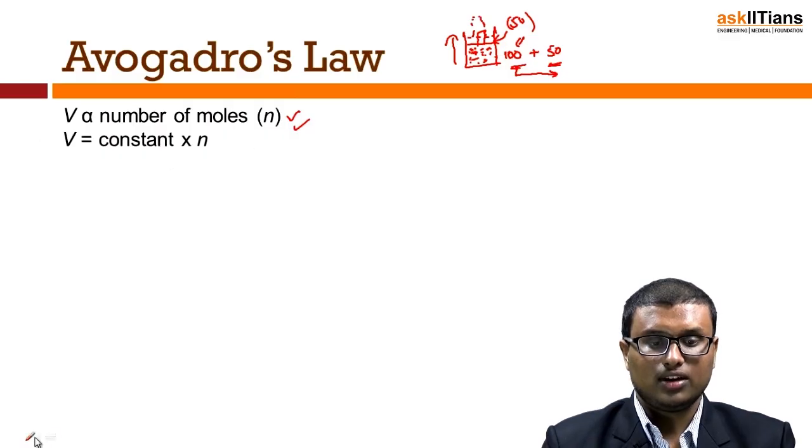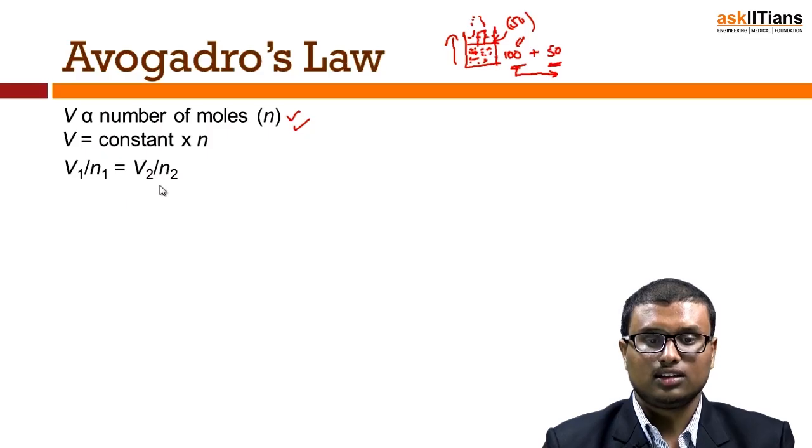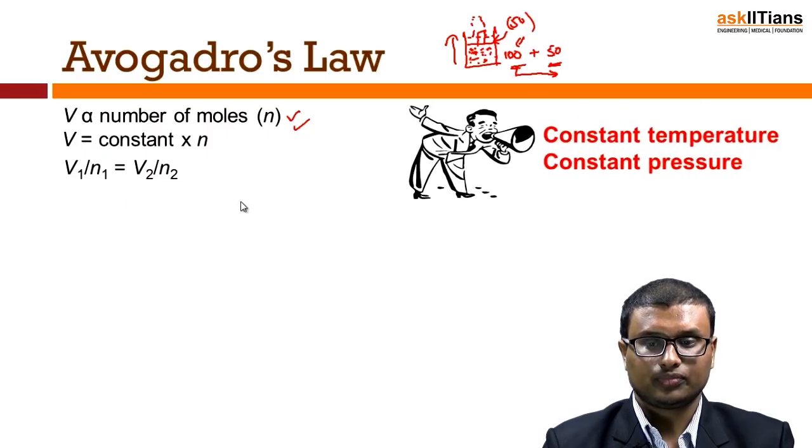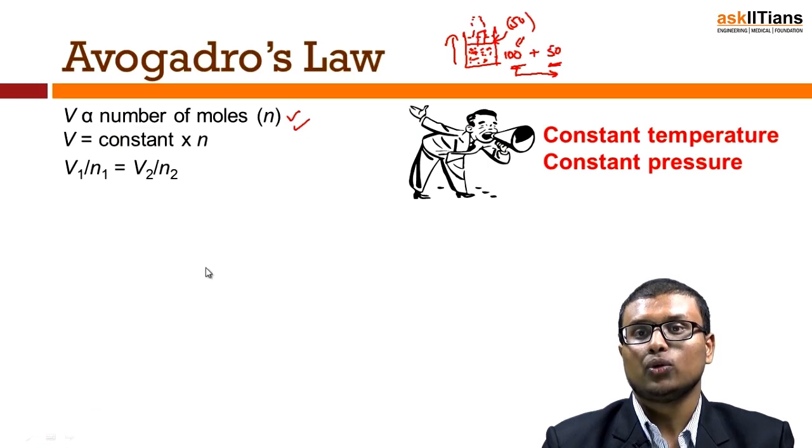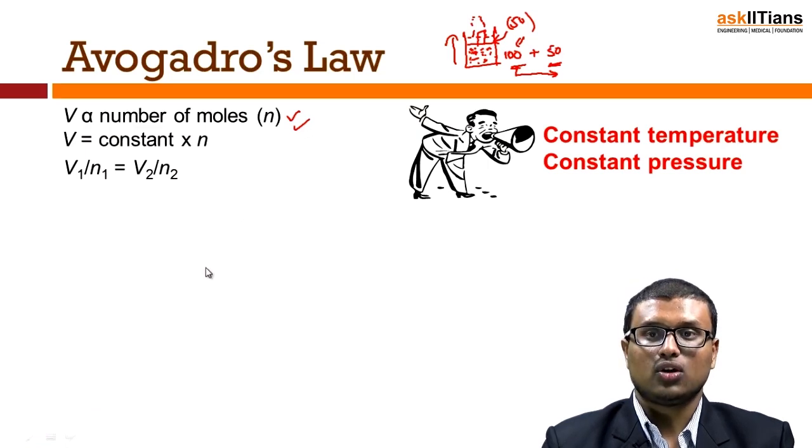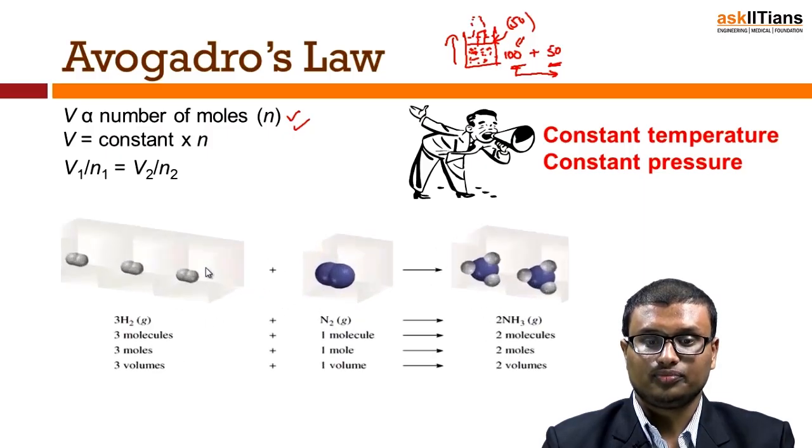So obviously you need a constant, right? If there is any proportionality, you need a constant. So my volume is equal to constant into n. So V1 by N1 is equal to V2 by N2. Remember guys, this is happening only at constant temperature and constant pressure. So unless you know that your temperature and pressure are constant, you can't come to the conclusion that volume is directly proportional to the number of moles.